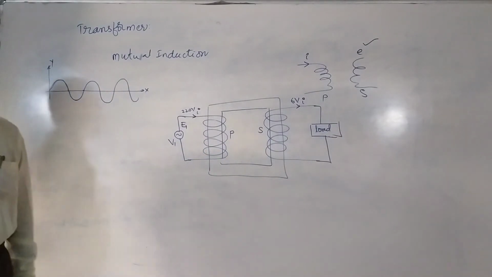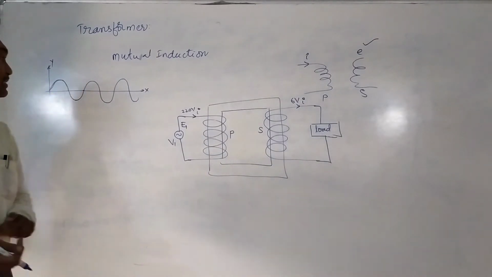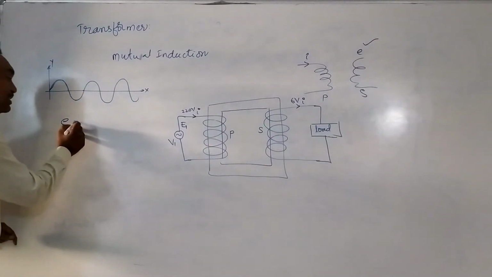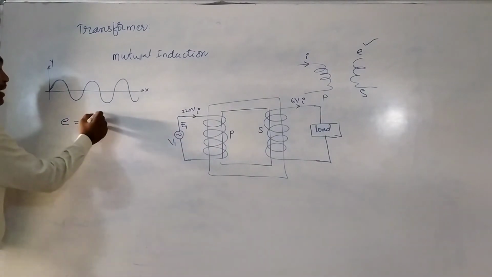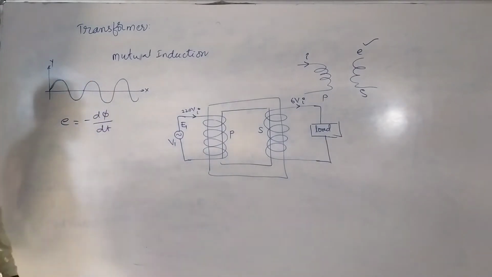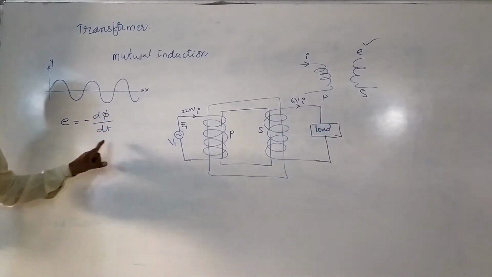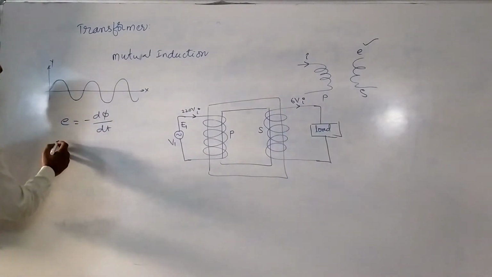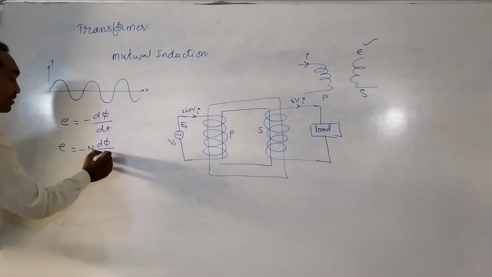Now, how much voltage is there? According to Faraday's second law, what is Faraday's second law? The EMF induced in the secondary coil is equal to minus dφ by dt, the rate of change of magnetic flux, where minus represents the direction, that is Lenz's law. Am I right? E is equal to minus dφ by dt. If there are N turns, the EMF induced E is equal to minus N into dφ by dt.